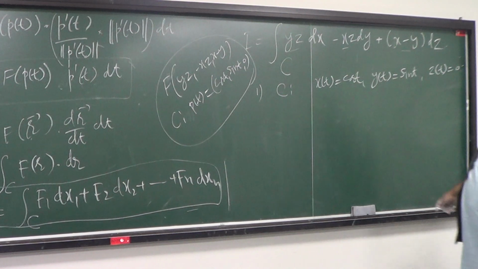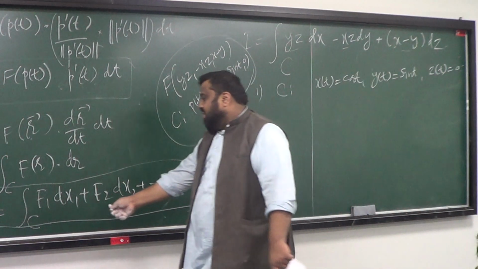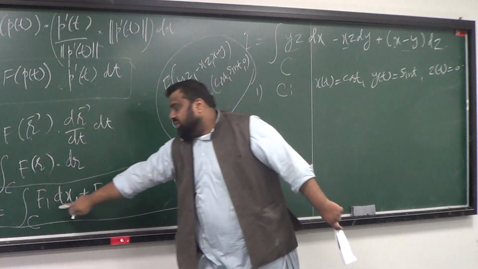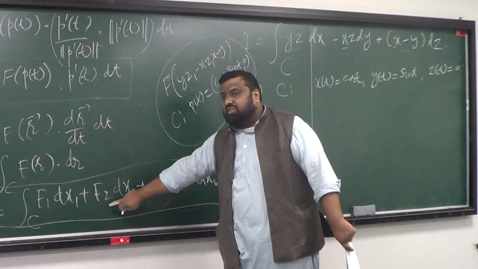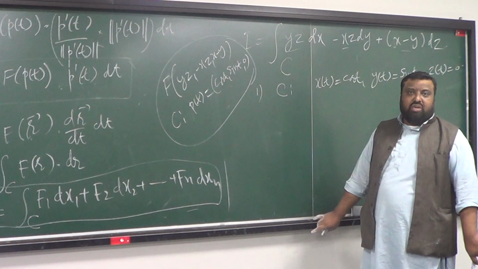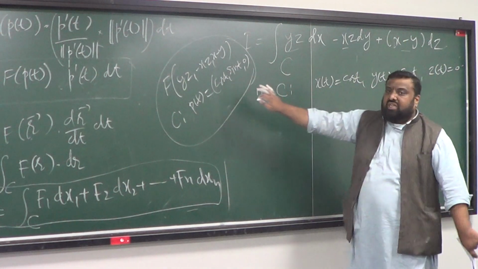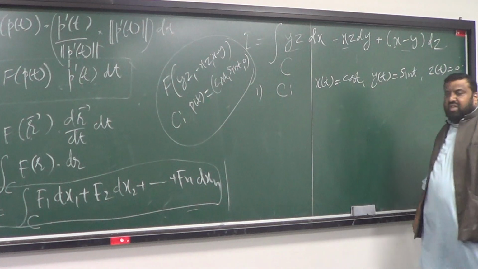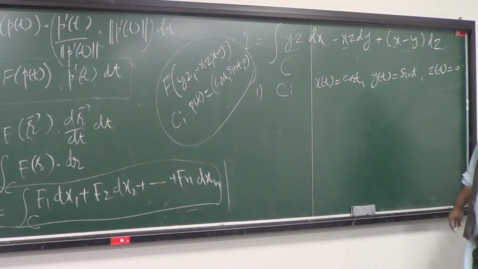So combine the application. If you compare it with this, this is the first component of the vector field, this is the second component, and this is the last component. Right? So you can do it. You see this and do it the classical way, the new way actually. But if you wish, you can also do it directly.